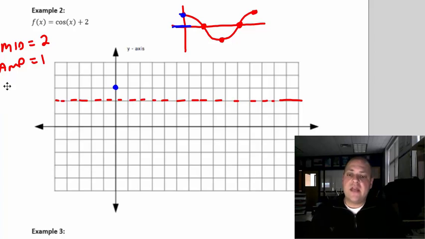All right? Now, how far do we go for the next point? Well, we need to know the period. We can't go any further. That's all we can do without the period. So the period, remember, is 2 pi over w.